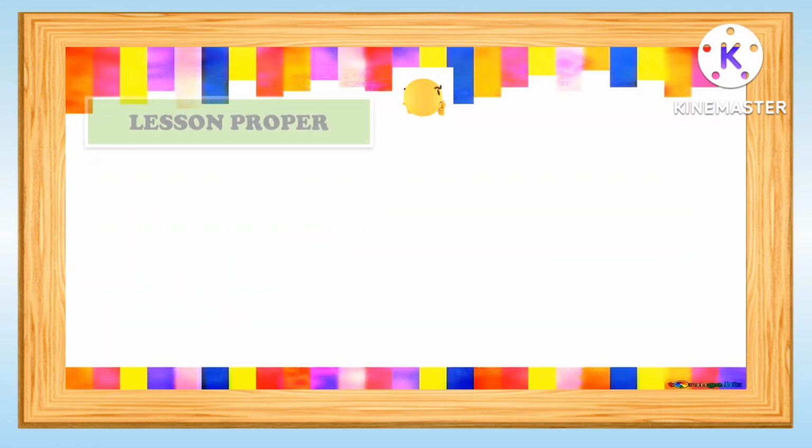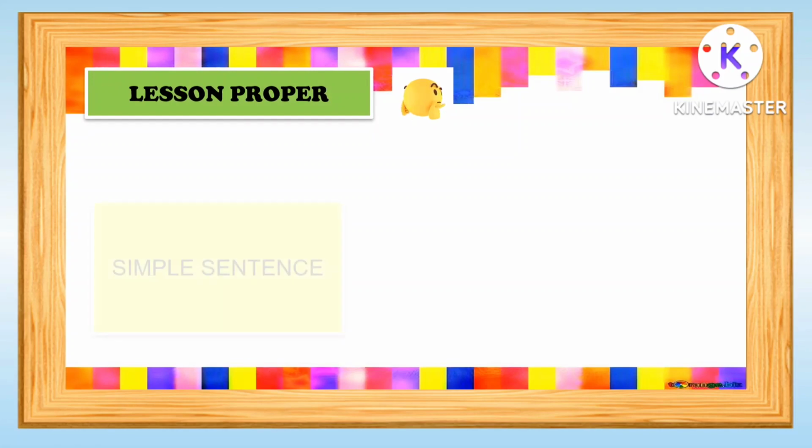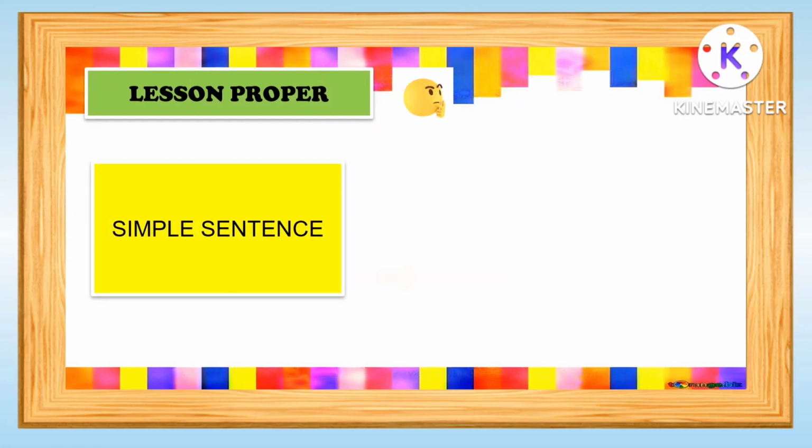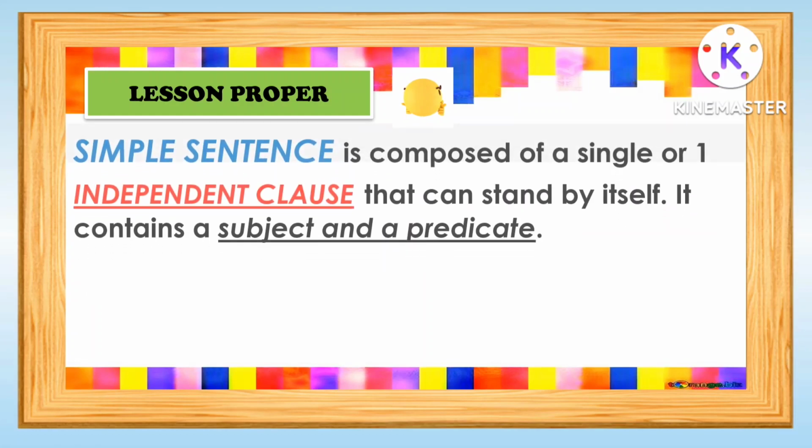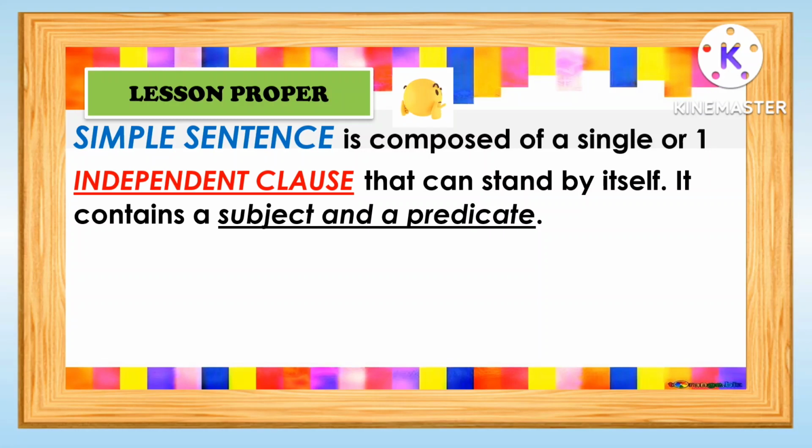Now let's have our main lesson. When we say simple sentence, it is composed of one independent clause, and that independent clause is composed of a subject and a predicate. To broaden more our discussion about simple sentence, a simple sentence is composed of a single or one independent clause, and that independent clause can stand by itself. It contains a subject and a predicate.